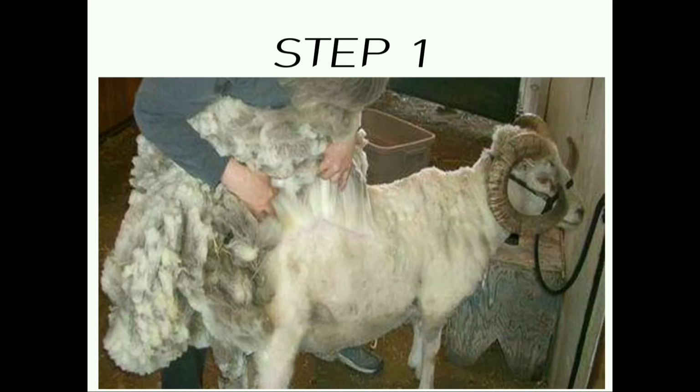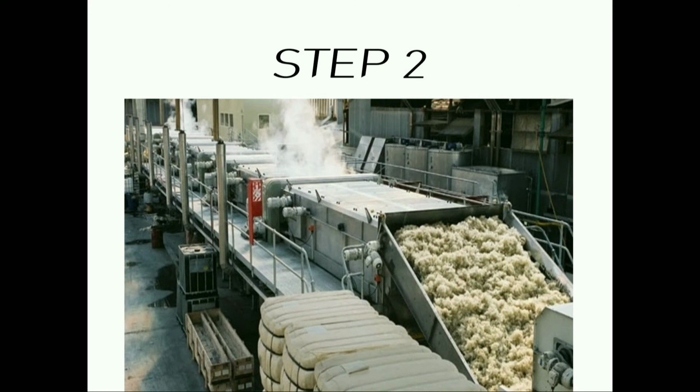Processing fibers into wool. Step 1. The fleece or hair of the sheep along with the thin layer of skin is removed from its body. This process is called shearing. Step 2. The sheared skin with hair is thoroughly washed to remove the grease, dust and dirt. This process is called scouring.